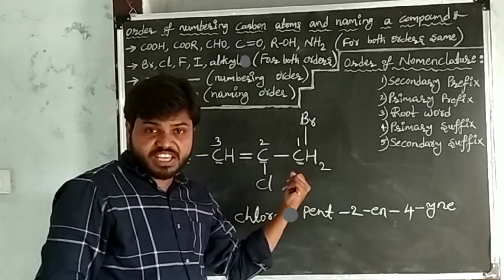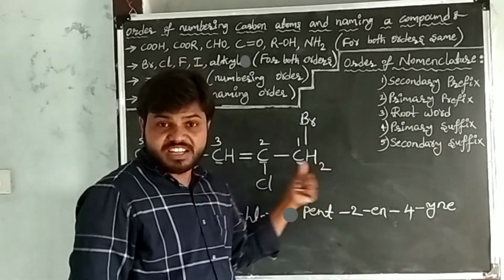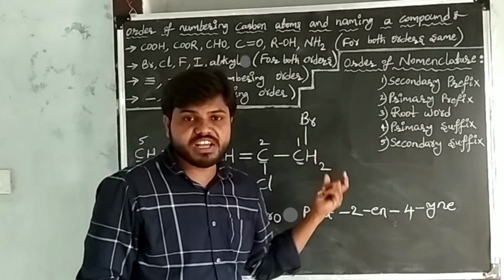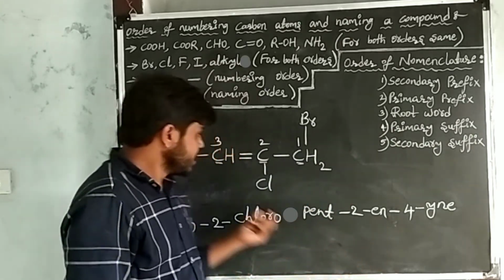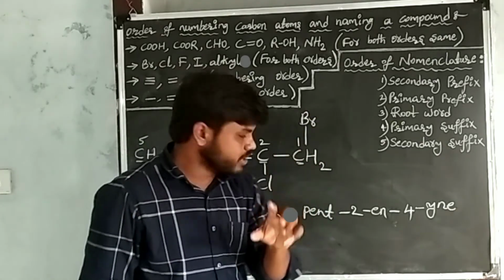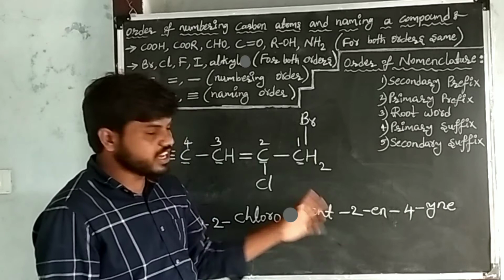After writing chlorine and bromine, take the primary prefix. Cyclic is not there in the given compound, so go to the root word. Root word here is the number of carbon atoms. Here there are 5 carbon atoms. The root word of 5 carbon atoms is pent. I retain root word.